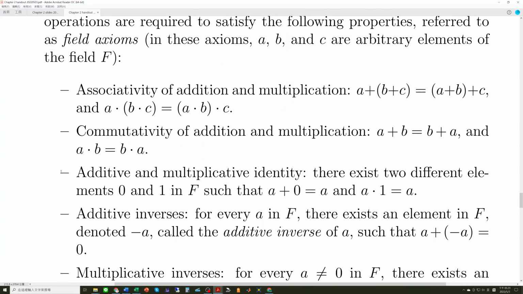Okay, the third field axiom is the additive and multiplicative identity. Okay, it says that there exist two different elements, 0 and 1 in F, such that A plus 0 is equal to A and A dot 1 is equal to A.